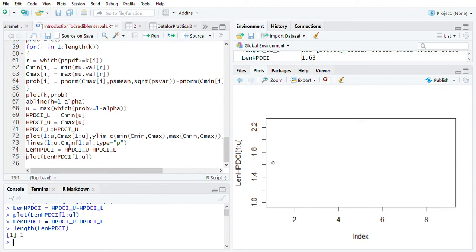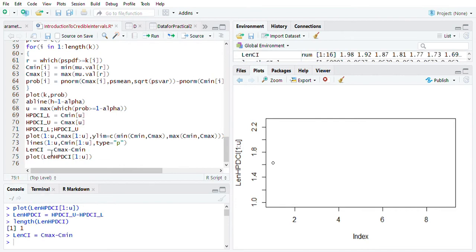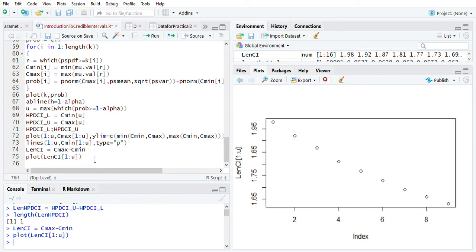Oh, I'm sorry. Length will not be the difference, it will be HPDCI, so only 1 point. I meant C max minus C mean. Length of the interval will be simply C max minus C mean. So now plot this length. So see, the length goes on decreasing and it is minimum at the point 9.